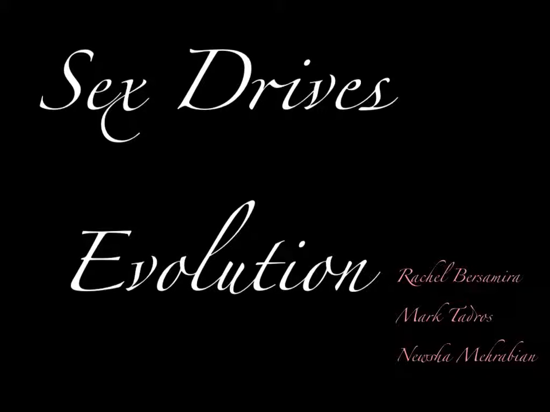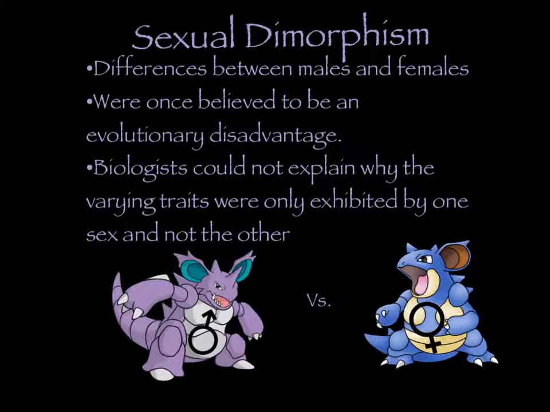Hello. Today we're going to talk about how sex drives evolution. We'll start off by talking about sexual dimorphism. Sexual dimorphic traits are differences in appearance between males and females of the same species. These traits include color, shape, size, and structure.